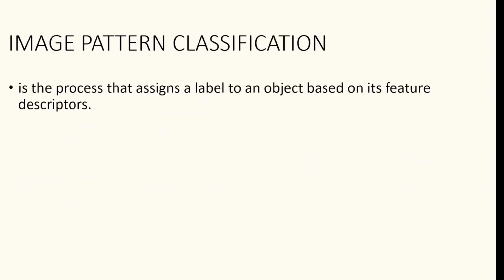Image pattern classification is the process that assigns a label to an object based on its feature descriptors. Classical approaches are minimum distance correlation, Bayesian classifier, and modern approaches like those implemented using deep learning, etc. To conclude, we have seen the different processes that are used for image processing in this session. Thank you.